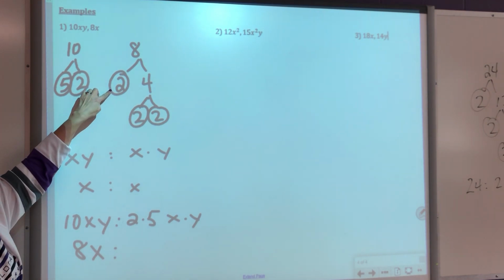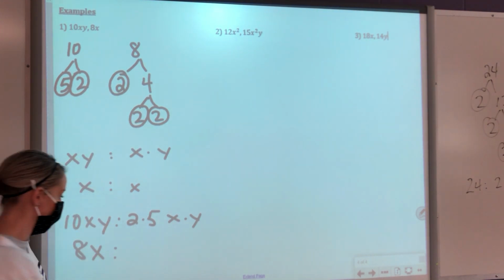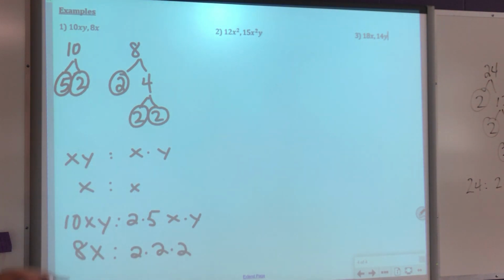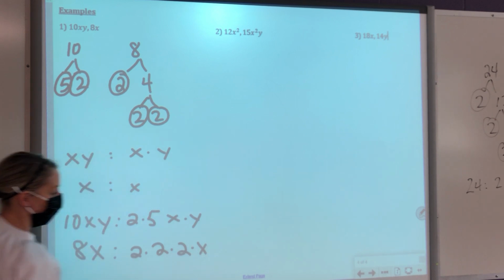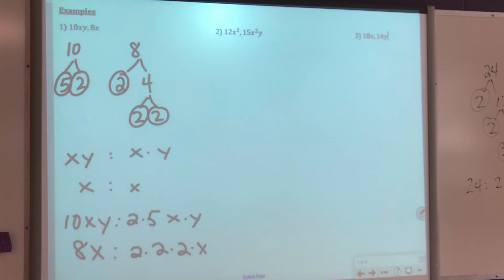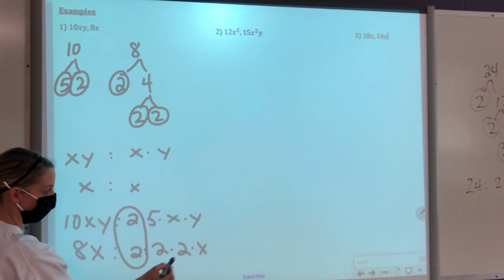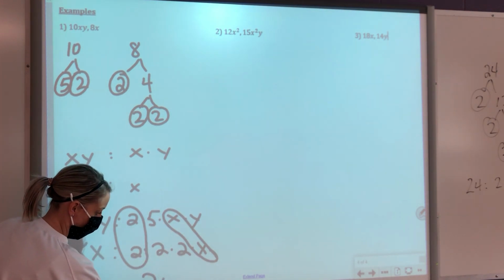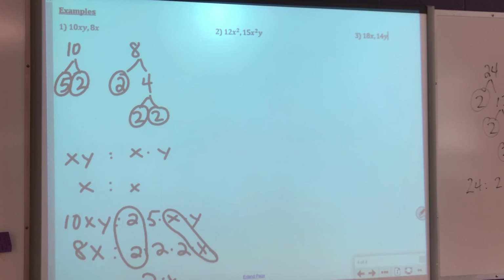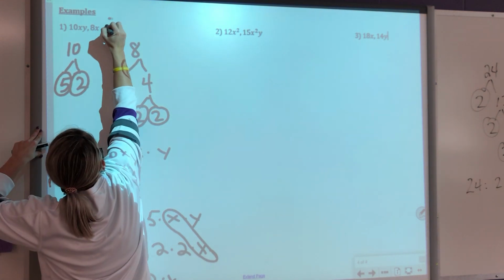Okay, so look at our prime factorization of 8. 2, 2, 2. And my variable is just x. Now what do I have in common? Brooke, what do I have in common? 2 x's. Good. So what's my GCF of 10xy and 8x? Shane? 2x. 2x.